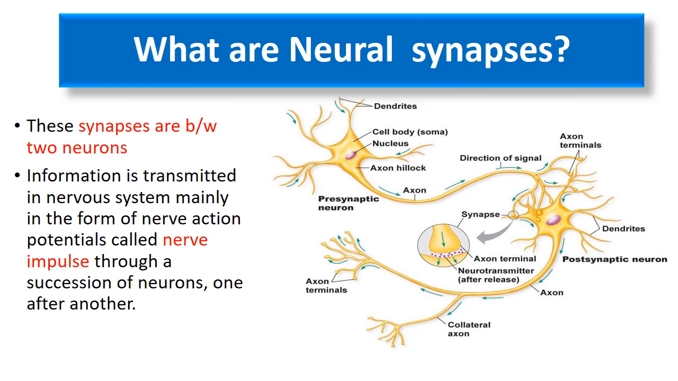Now, information is actually transferred in the nervous system in the form of action potential. This action potential travels along one neuron, reaches the axon terminal, and then excites the other neuron. So, the impulse is transferred from one neuron to another through a junction which is known as the synapse, and this is how the information reaches through a succession of neurons, one after another.